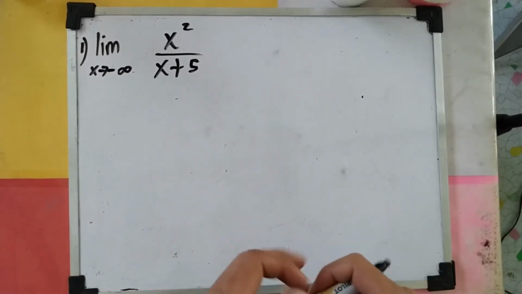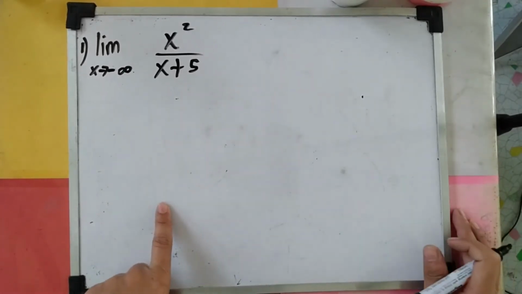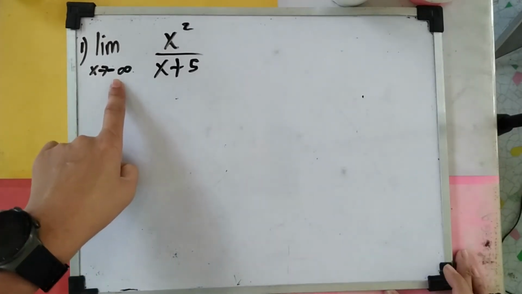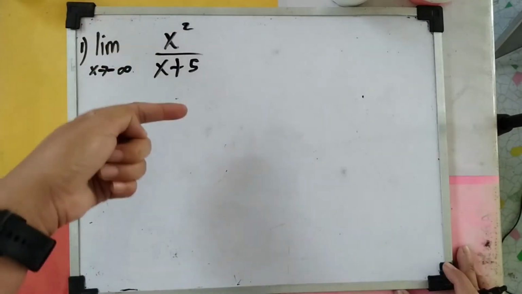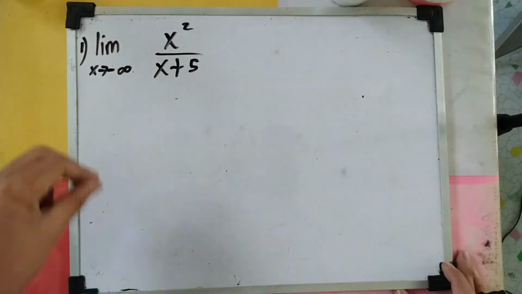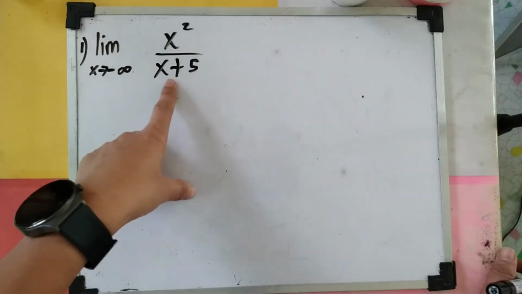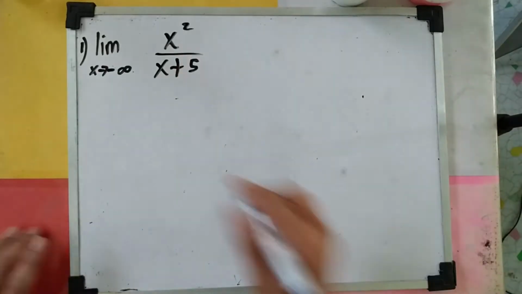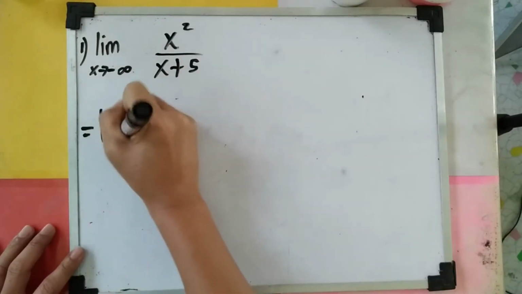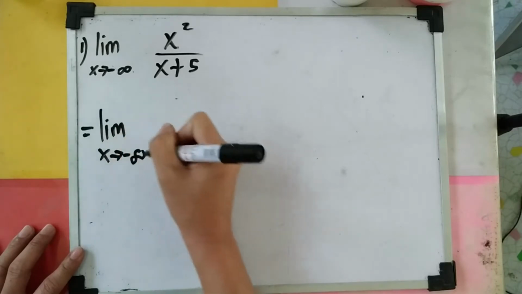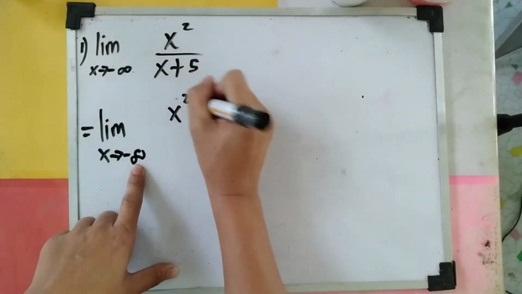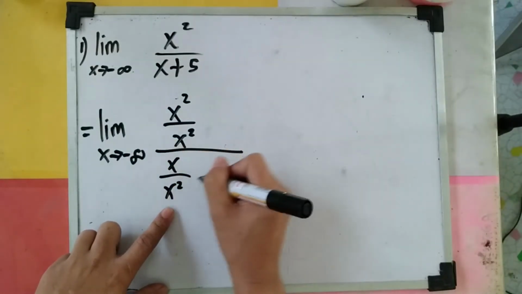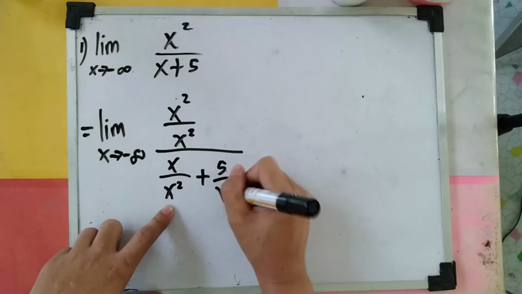Okay, another example, the limit of x squared over x plus 5 as x approaches negative infinity. Again, we will divide each term of the numerator and the denominator by the variable of the highest power. What is the variable that has the highest power? Yung malaking exponent, x squared, tama? So, what will happen here? x squared over x squared all over x squared plus 5 over x squared.